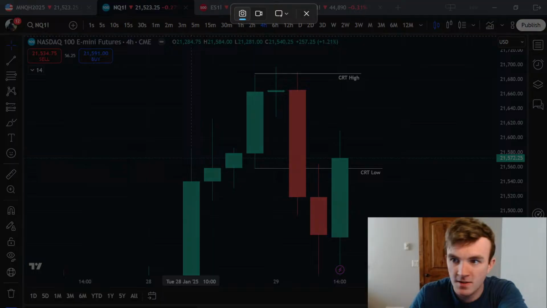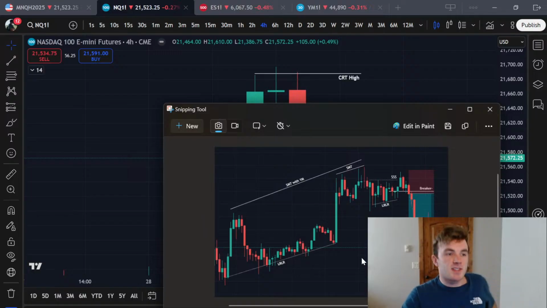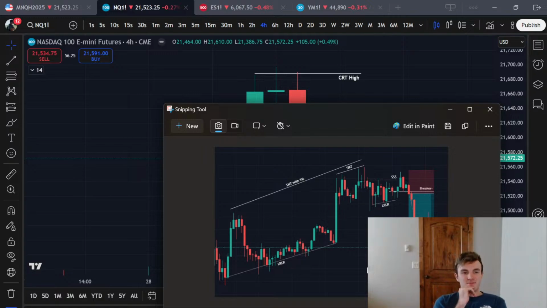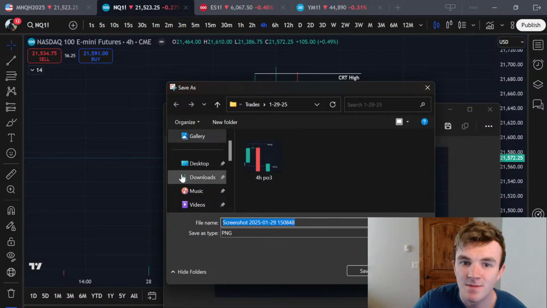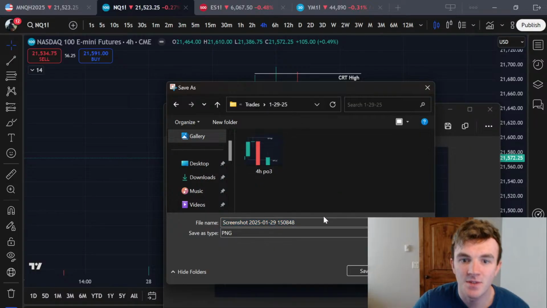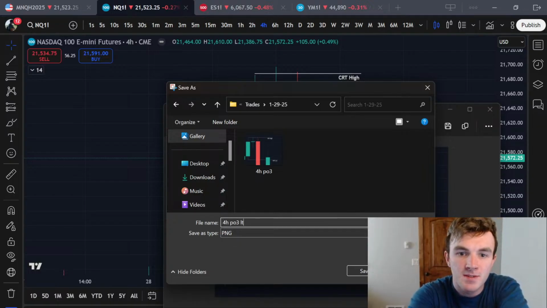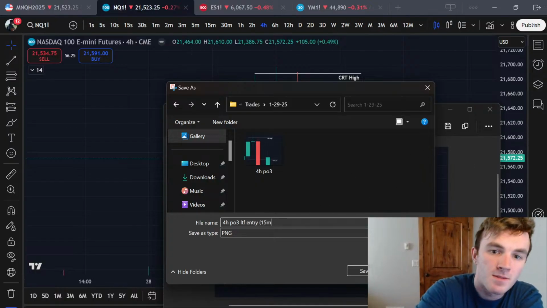I gotta screenshot it again. Hang on. It's crazy because if you use StatMap with an understanding of what you're doing, oh man, I'm just now realizing combining CRT and StatMap is actually insane if you know what you're doing. 4-hour PO3 low time frame entry. What is this? This is a 15-minute CSD and breaker creation.